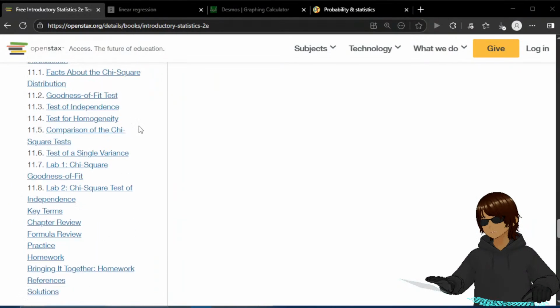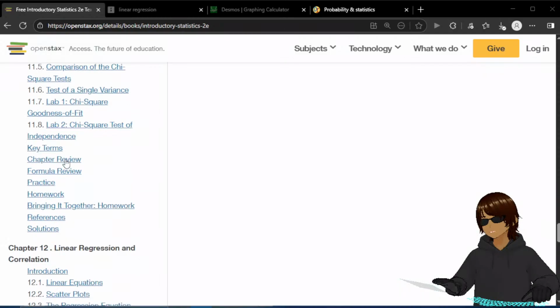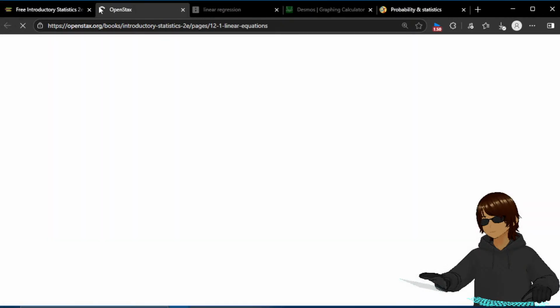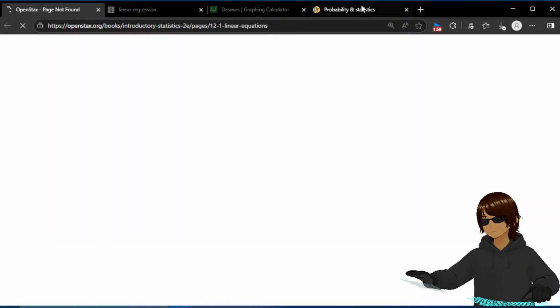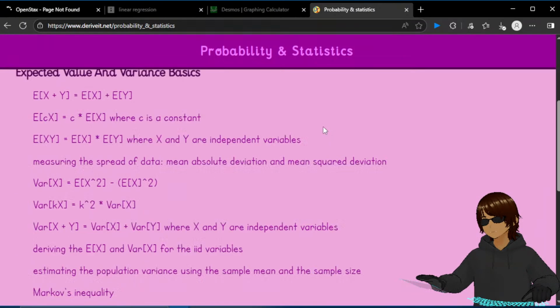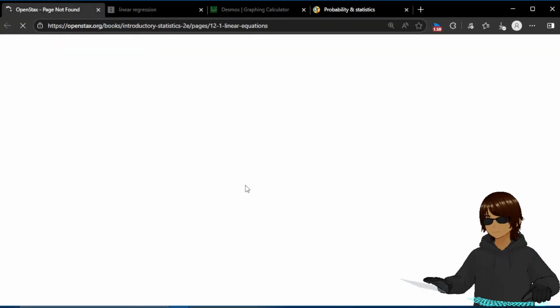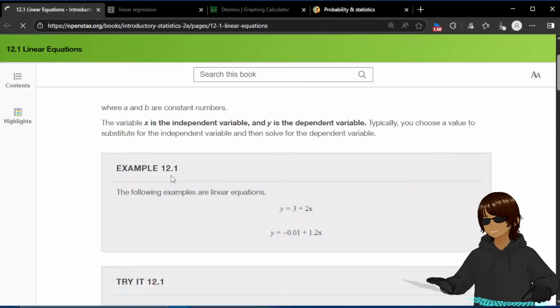Okay, so last chapter I was learning about the chi-square distribution. This chapter I'm going to be learning about linear regression and correlation. If it loads.